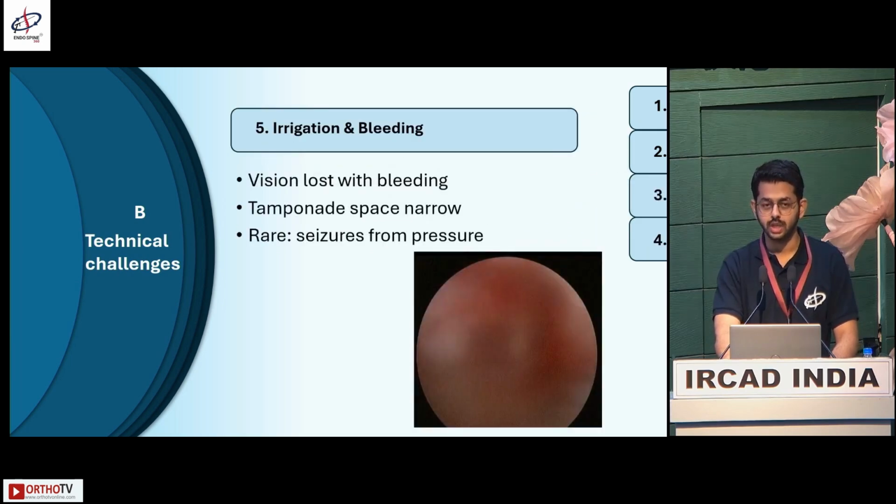Endoscopy relies on continuous irrigation. Even a small venous bleed can cloud the field. And there is limited space for tamponade. If pressure is too high, it can theoretically cause intracranial hypertension. Key is prevention: meticulous hemostasis, careful blood pressure control, and knowing when to convert to open if needed.